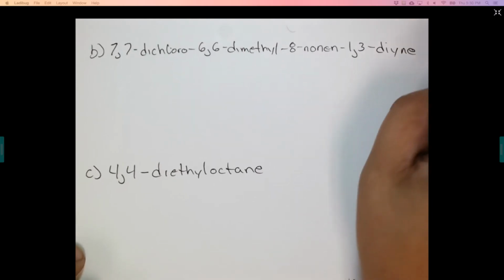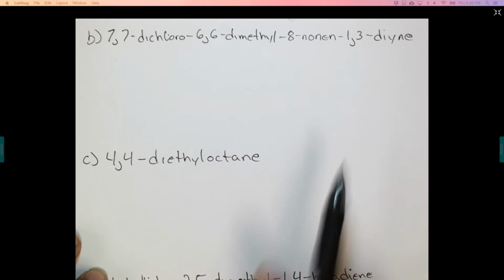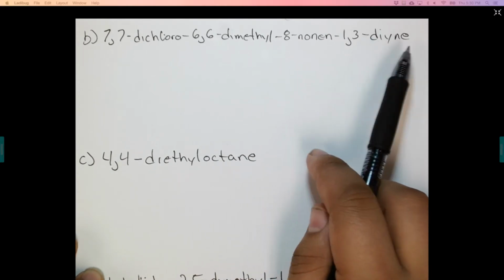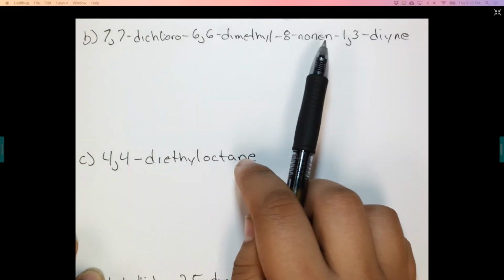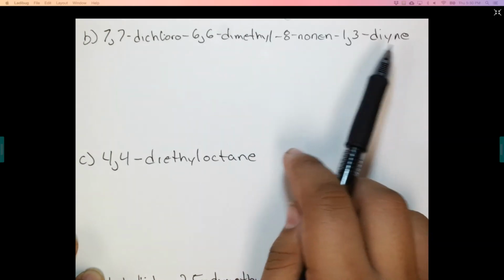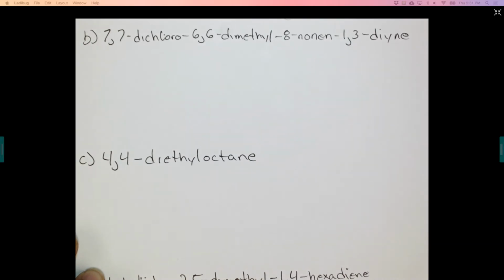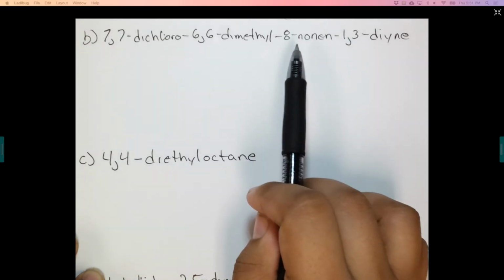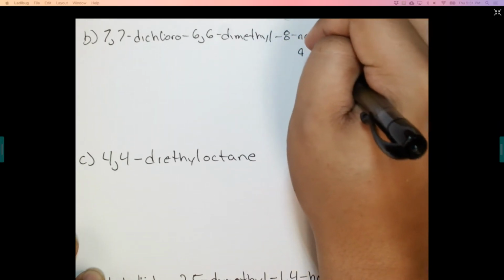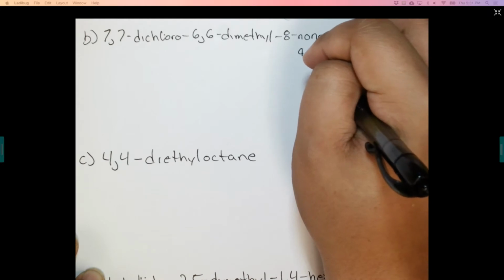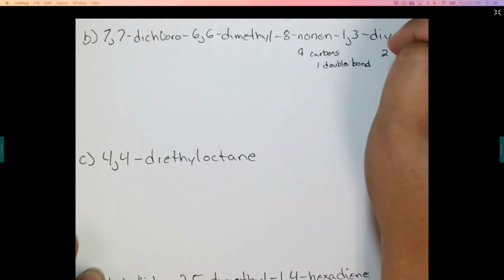All right, let's take a look at the next example. Kind of a long name here, but don't let that intimidate you. Just follow your rules. We see diene, so we know we're getting some triple bonds. We also see nonene. Diene we know is triple bonds, and nonene we know has double bonds, so we're dealing with a molecule that has both. We got 9 carbons, 1 double bond, and 2 triples.